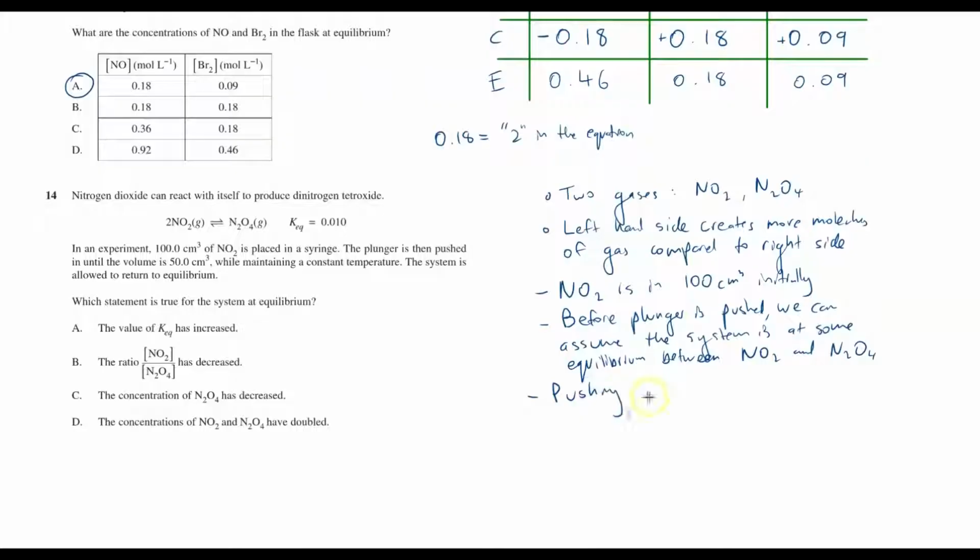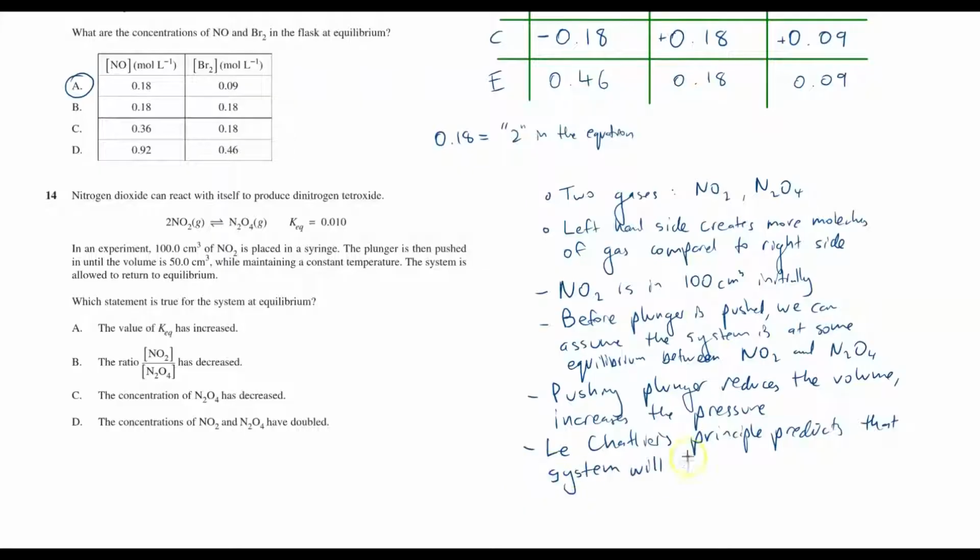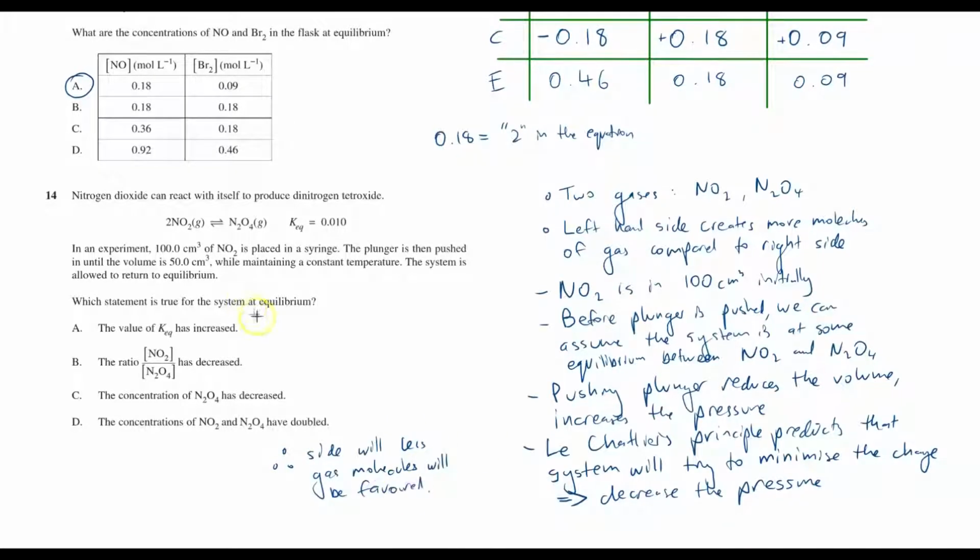Pushing the plunger in reduces the volume of the container, which increases the pressure. According to Le Chatelier's principle, we predict that the system will try to minimize that change. That is, it will try to decrease the pressure. Therefore, the side with less gas molecule production will be favored, and in this case, that is the forward reaction to make more dinitrogen tetroxide.